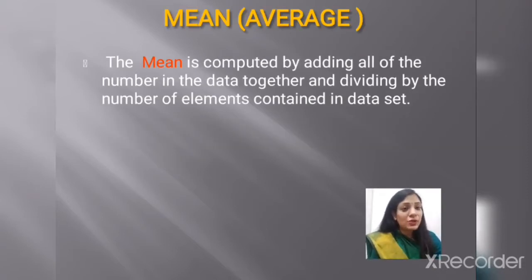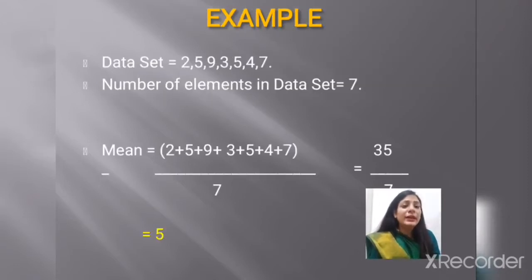Now come to the next topic, that is average or mean. The mean is computed by adding all the numbers of data together and dividing by the number of elements contained in the data set. Now you can see an example. Here the data set given to us is 2, 5, 9, 3, 5, 4 and 7. Now how many data elements are there? That is 7.